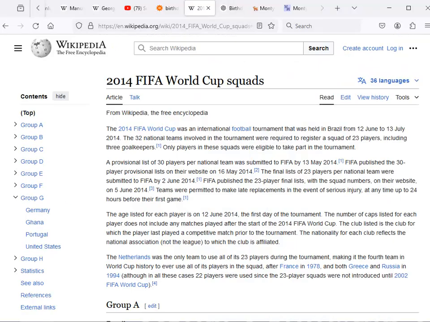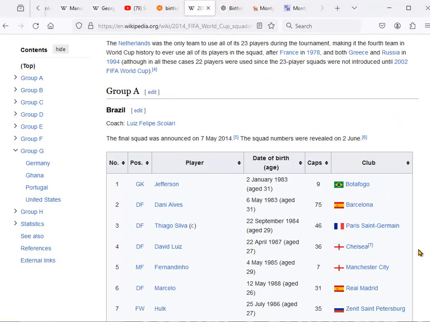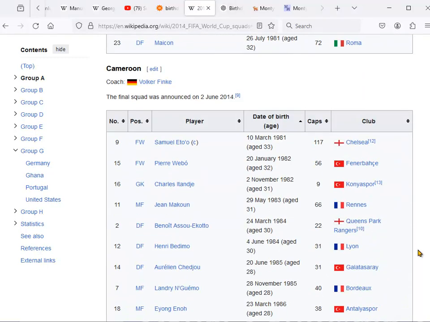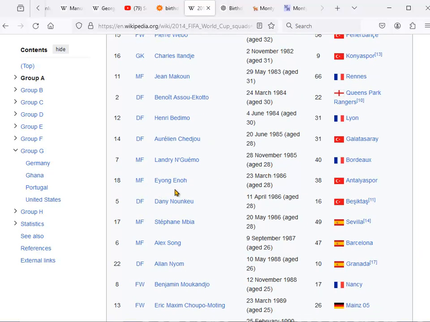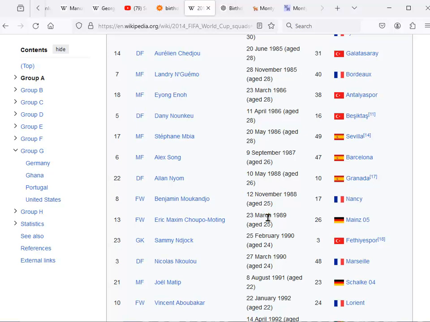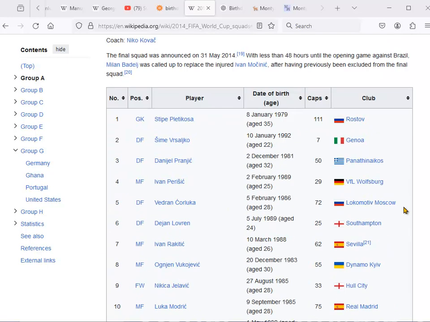So I'm going to go to a couple of other teams from groups that some other people will choose. I'm not going to do Brazil because this is really easy to find. I'm going to do Cameroon, and I found March 23rd, Eyong Eno, and March 23rd, Eric Maxime Choupo-Moting. They share a birthday, not the same year. Again, you're not looking for the same year, you're only looking for the same month and day. So whoever chooses Group A, there's a little bit of a giveaway here, and as I said, for Brazil as well, because that's really easy to find.